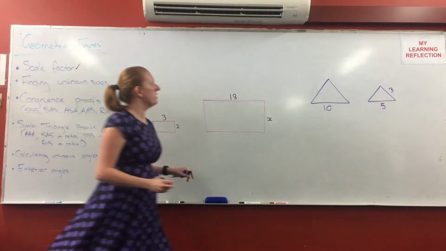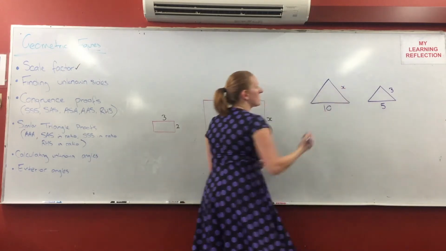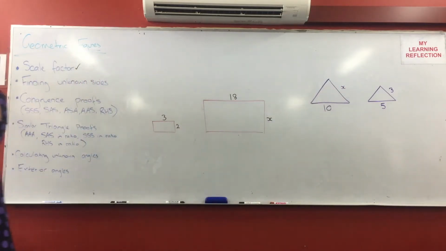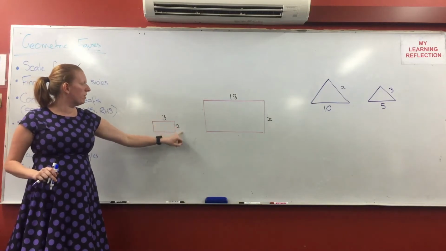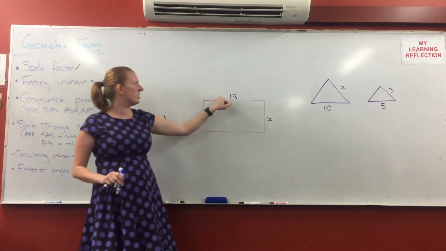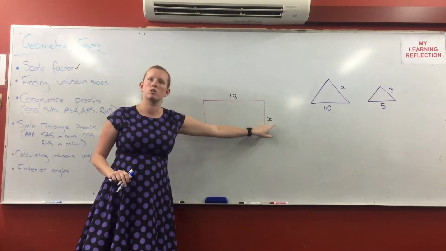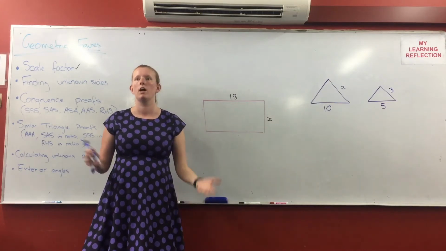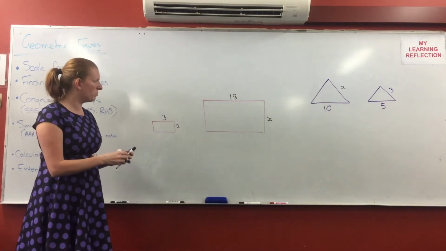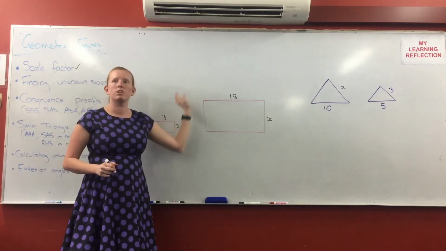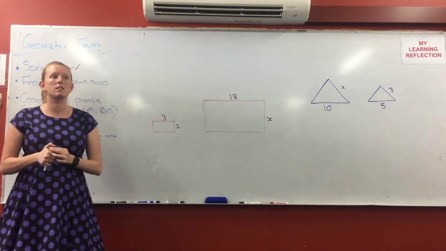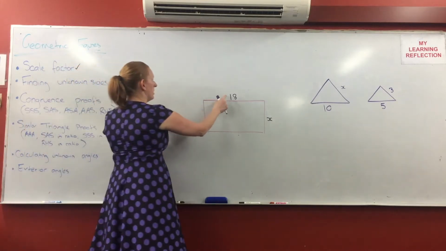Okay, now what we want to do is use scale factor to find missing sides. So let's do our rectangular examples first. Here I've got both measurements. Here I've only got one measurement and an unknown. So what do you think I'm trying to find? X. Great. I'm trying to find what x equals. So the way I do it is I need to find out what the scale factor is for the sides that I'm given.